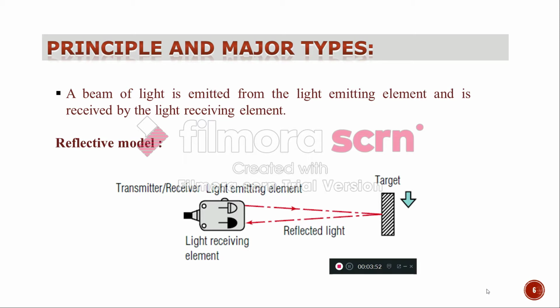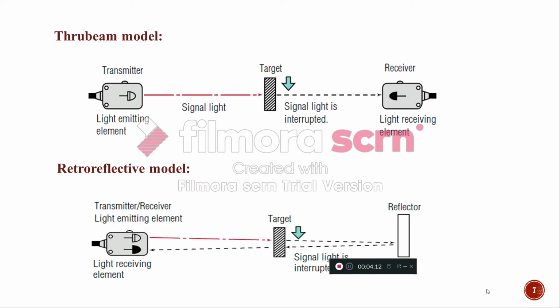The principle and major types of this sensor: it has three models. The first one is the reflective model. In this model, both the light emitting and the light receiving elements are contained in a single housing. The sensor receives the light reflected from the target. In the through beam model, the transmitter and the receiver are separated. When the target is between the transmitter and the receiver, the light is interrupted.